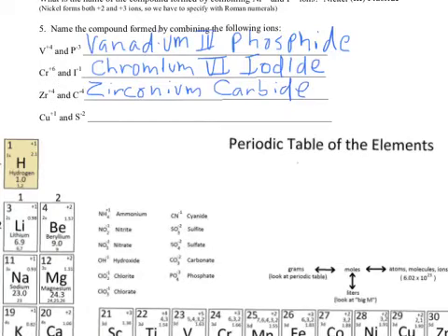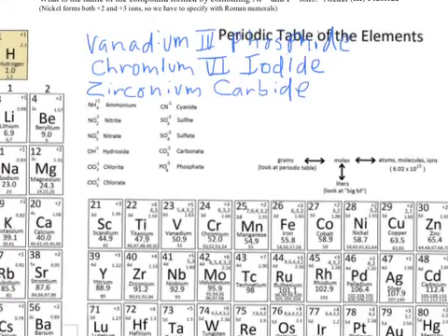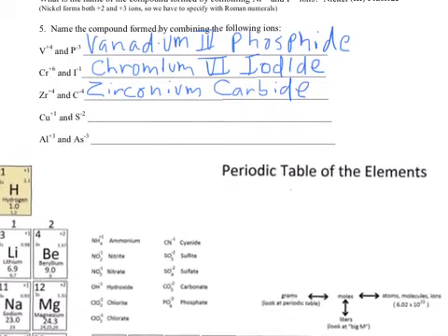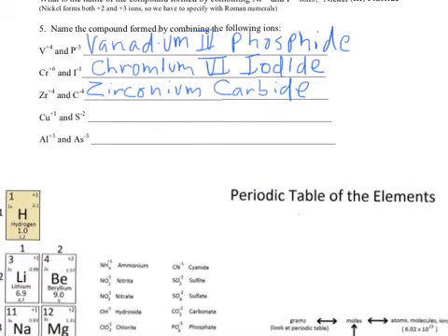Our next one is copper. If we look, copper could be plus 2 or plus 1. So I'll have to use Roman numerals to be specific. This is plus 1, so I have to call this one copper 1. And sulfur will change its name to sulfide.